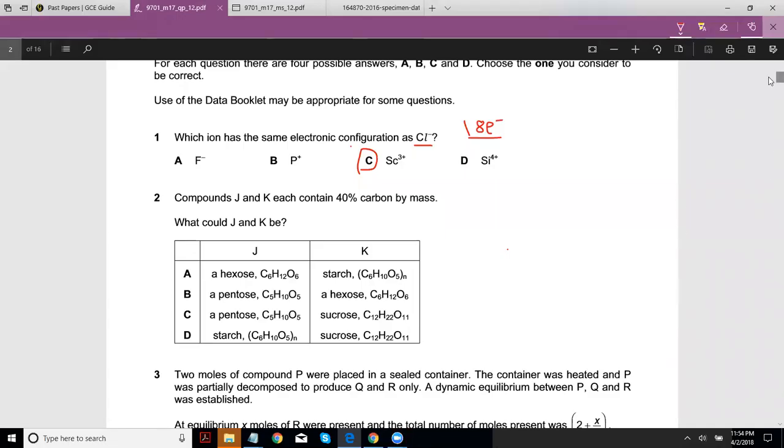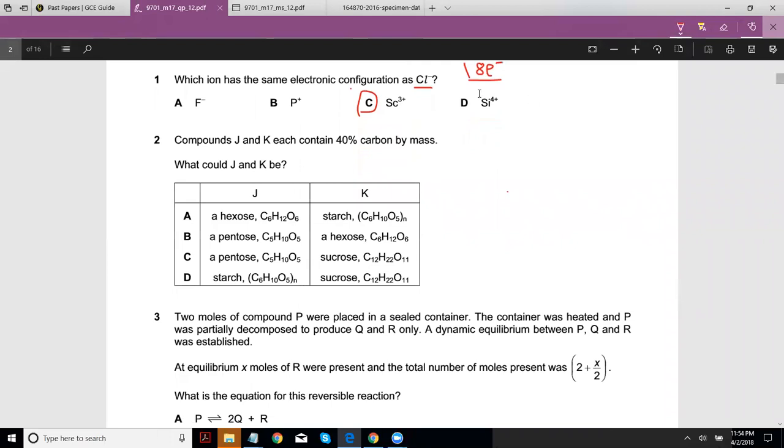So yeah, that was simple. Question 2, J and K each contain 40% carbon by mass. If you're trying to calculate carbon by mass, it's basically the mass of carbon over the mass of the substance into 100. So mass of carbon I've written as N, that is the number of carbon atoms, into 12 because that's the AR of carbon, upon MR of the substance into 100.